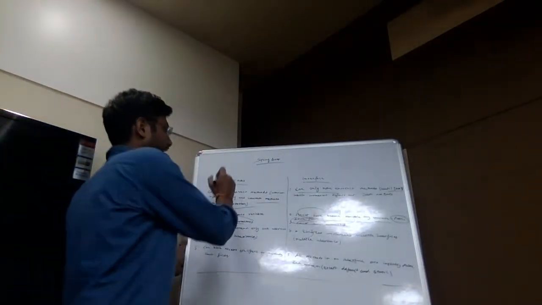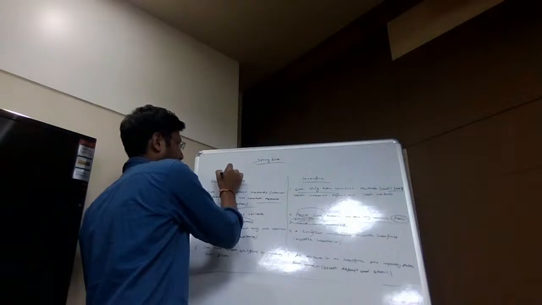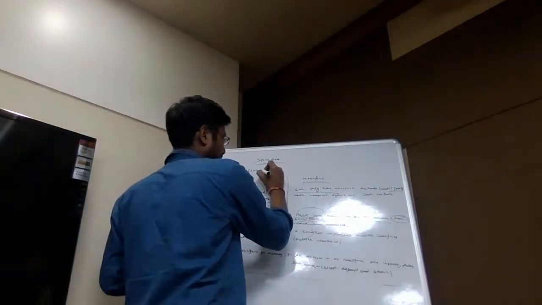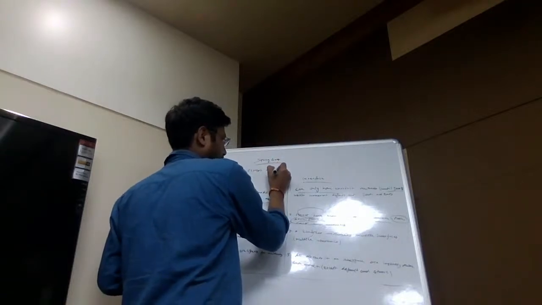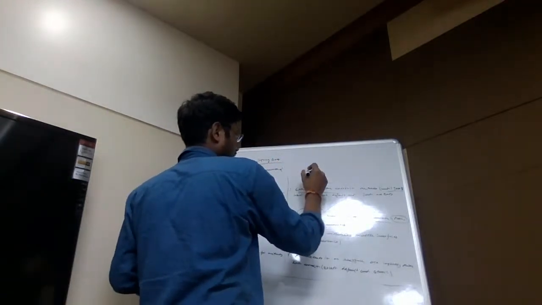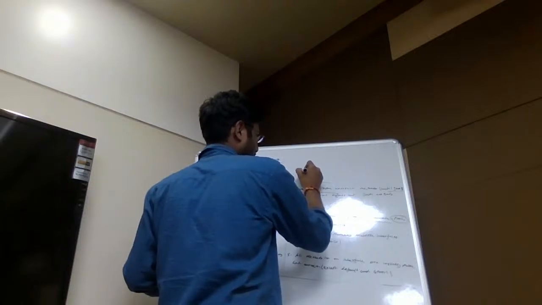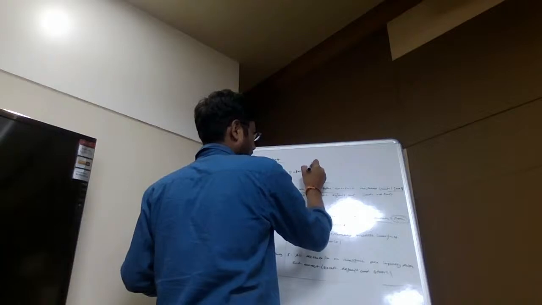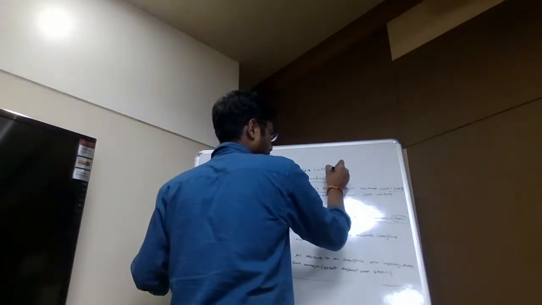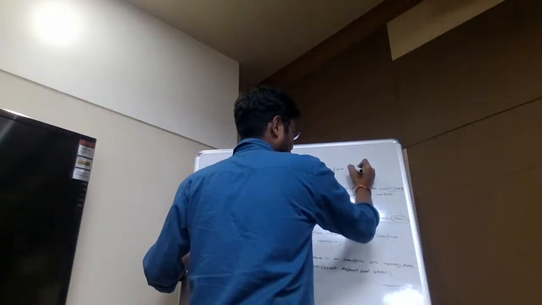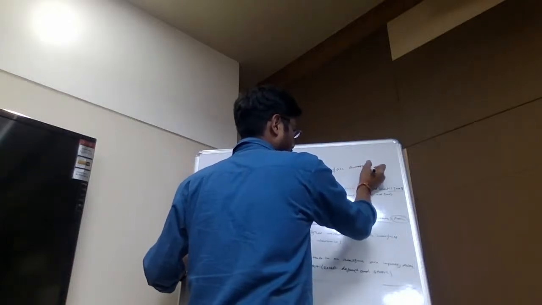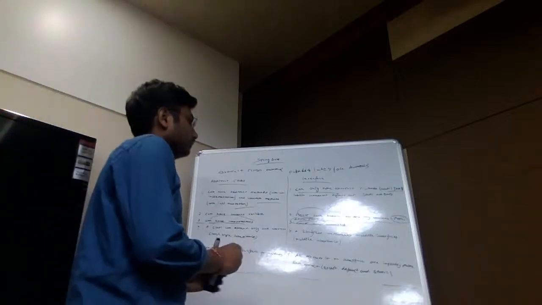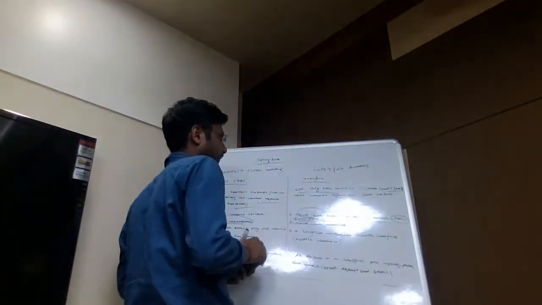So we can denote the abstract class as abstract class and the class name, like Animal, and we can denote the interface as public interface Animal. Like that we can do. So this is the difference between abstract class and interface.